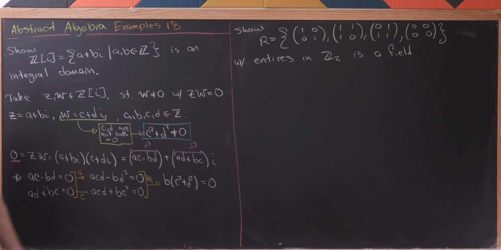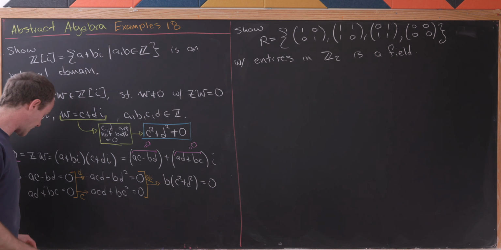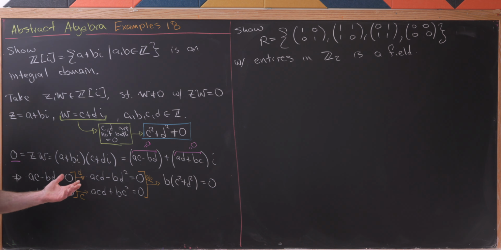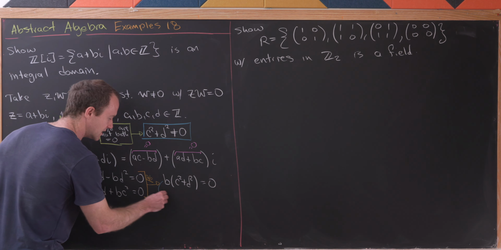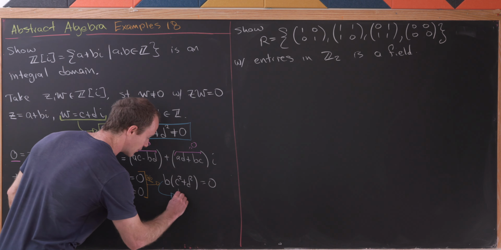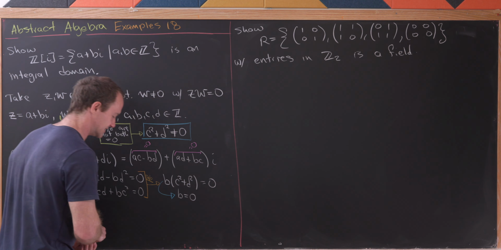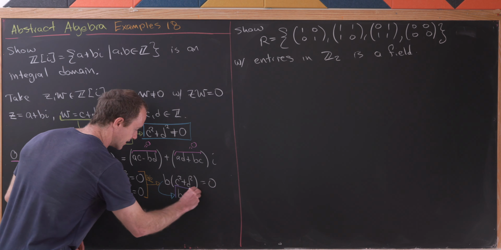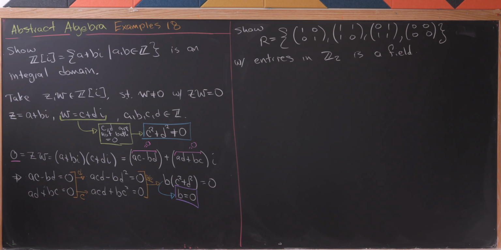From this blue square right here, we know that c squared plus d squared is non-zero. But this equation is occurring within the integers, which are a well-known integral domain. So applying the fact that the integers are an integral domain, here we get that b is equal to 0. Okay, good. So we see that b is equal to 0.